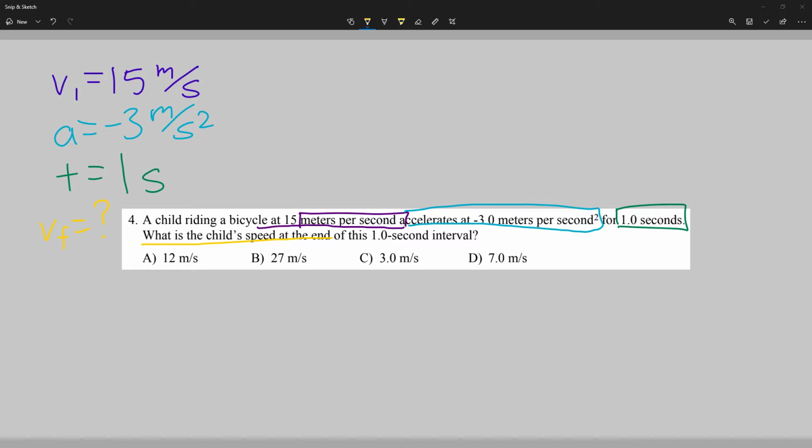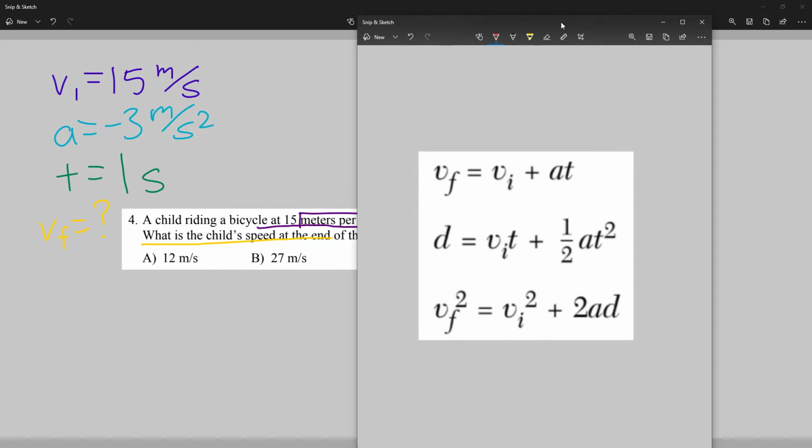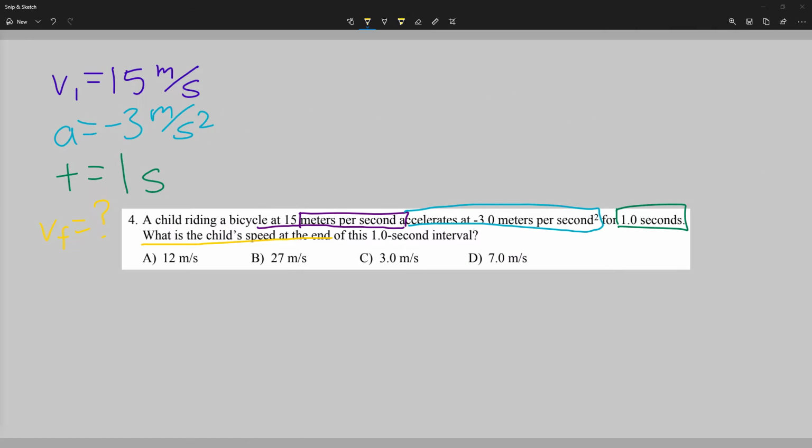By now, hopefully you're all adept at just figuring out your knowns. But let's do this one more time. Let's just do this one last time. Let's look at these formulas. Do we have VF or are we solving for it? Yeah, we're solving for it. Do we have VI? Yep. Do we have A? Yes. Do we have T? Yep. We do. All right. So we're going to use the top formula.